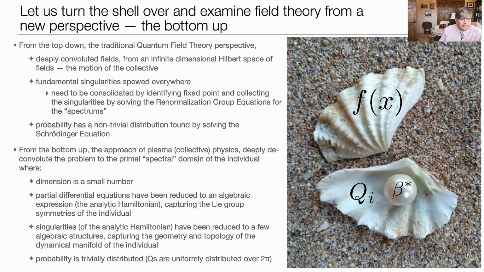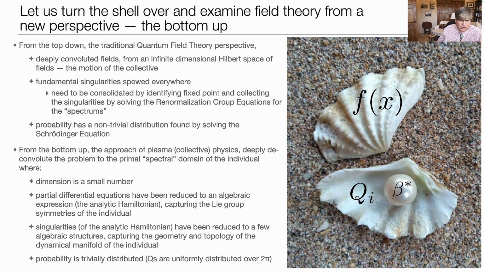And then finally, let's now change it and turn the shell over and go from the bottom up, right? This is the approach of plasma or collective physics, right, that I ended up being educated in. And also this part is a bit new, but is related to a concept, is deeply deconvoluting the problem to the primal spectral domain of the individual, right? Where the dimension is a small number, right? You have a small number of these capital Q sub I.